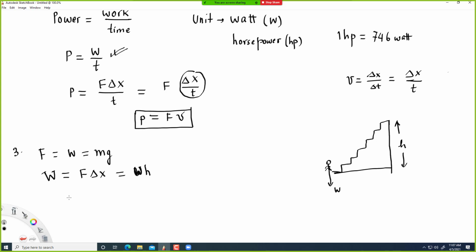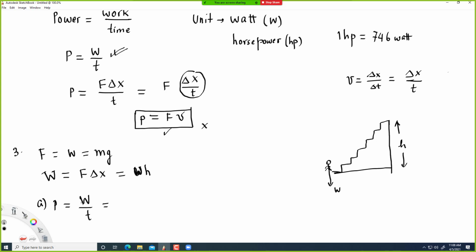So here we want to find the power output. Okay, so the power of the jogger is, we have the formula, work over time. We also have this formula. So you need to decide which formula would be useful here. In the question we don't have the speed given. That means we cannot use this formula. That means we need to use this one.